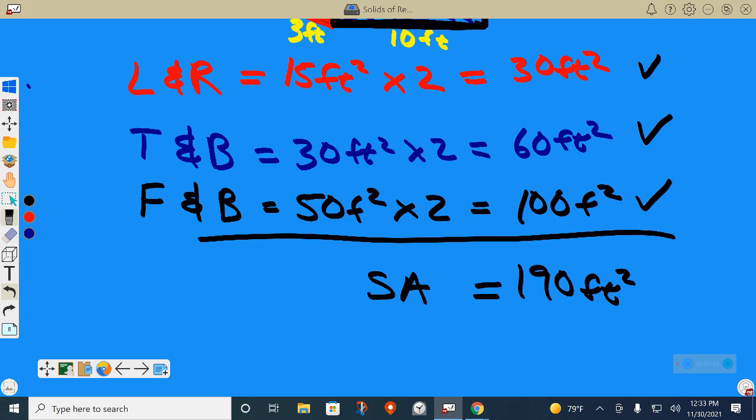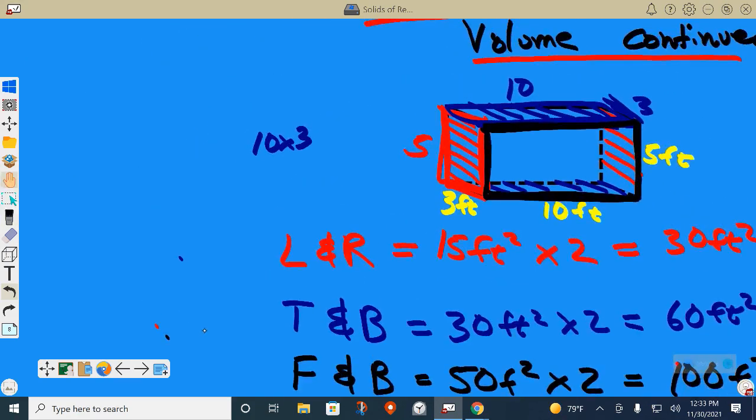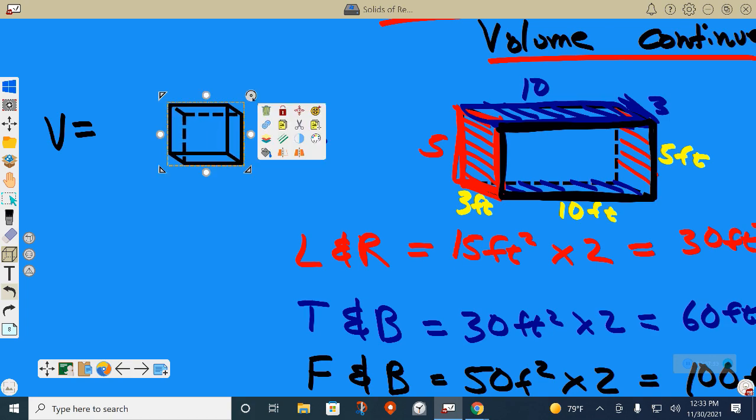Now let's find the volume though. That's surface area. Let's find the volume now. The volume is 3-dimensional space inside, 3D. In other words, how many cubes would fit inside this prism? If I were to make little cubes, so let's see. There's a cube. Maybe not. Okay, watch this.